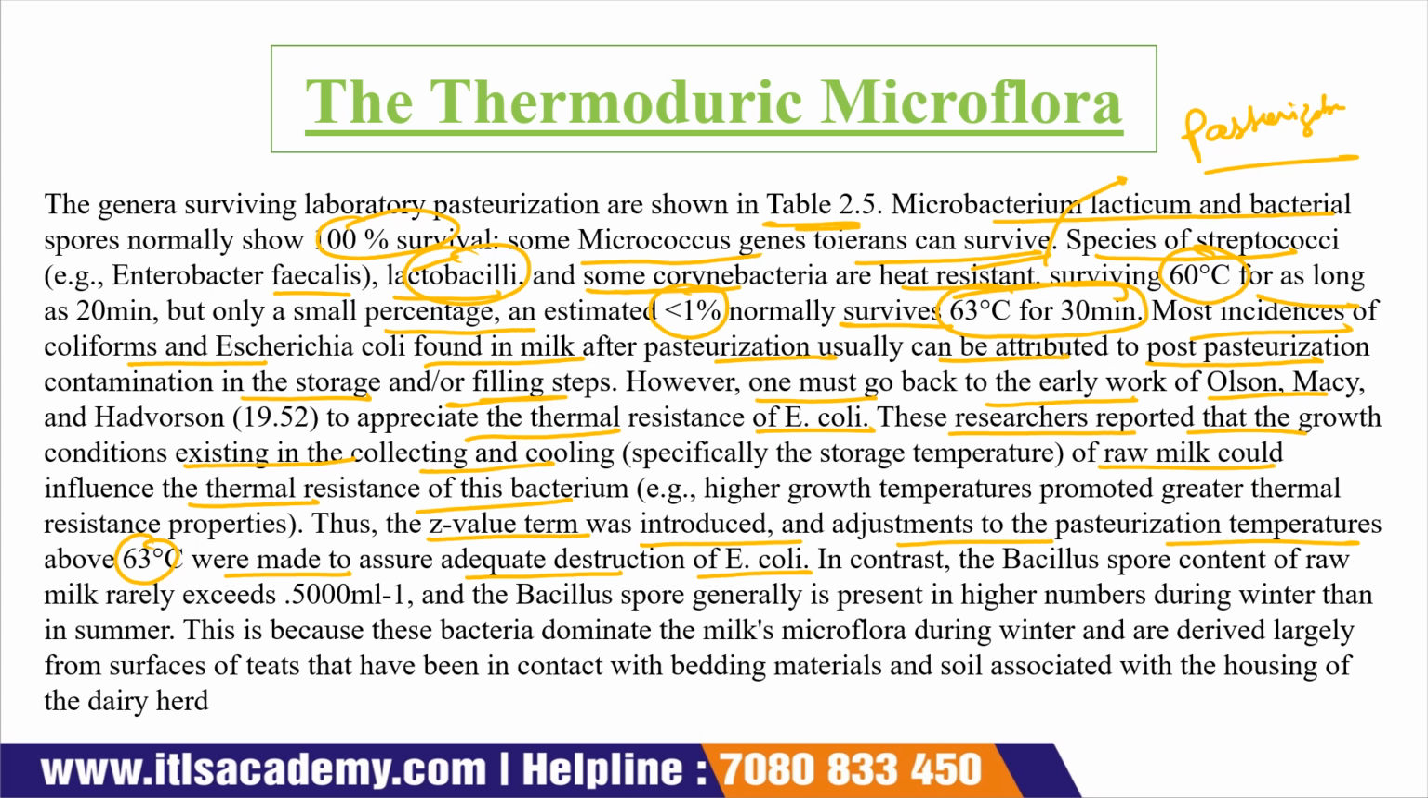for adequate destruction of E. coli. In contrast, the Bacillus spores contained in raw milk rarely exceed around 5000 per ml, and Bacillus spores are generally present in higher numbers during the winter than in summer. Okay, this is because these bacteria are the dominant milk microflora during the winter and derive largely from the surface of the teats that have been in contact with the bedding material and soil associated with housing of the dairy herd.